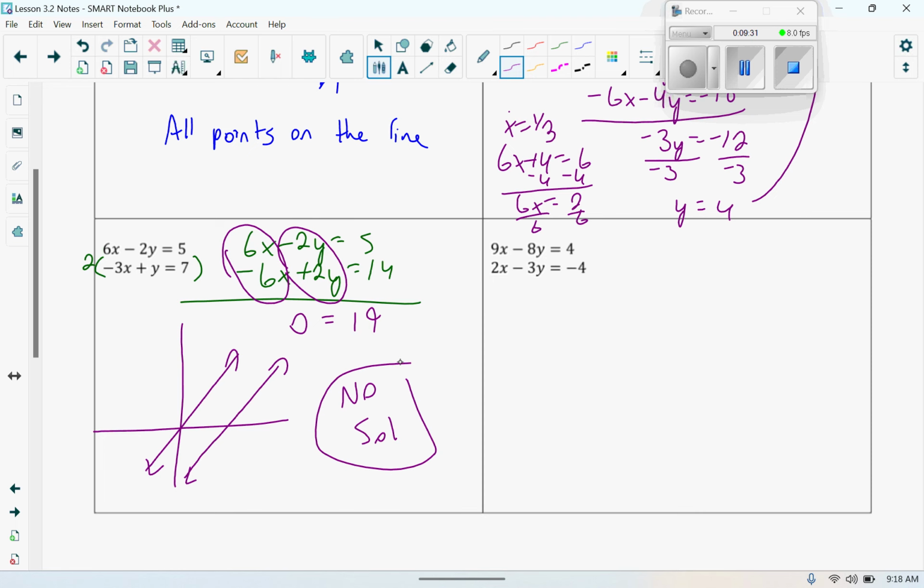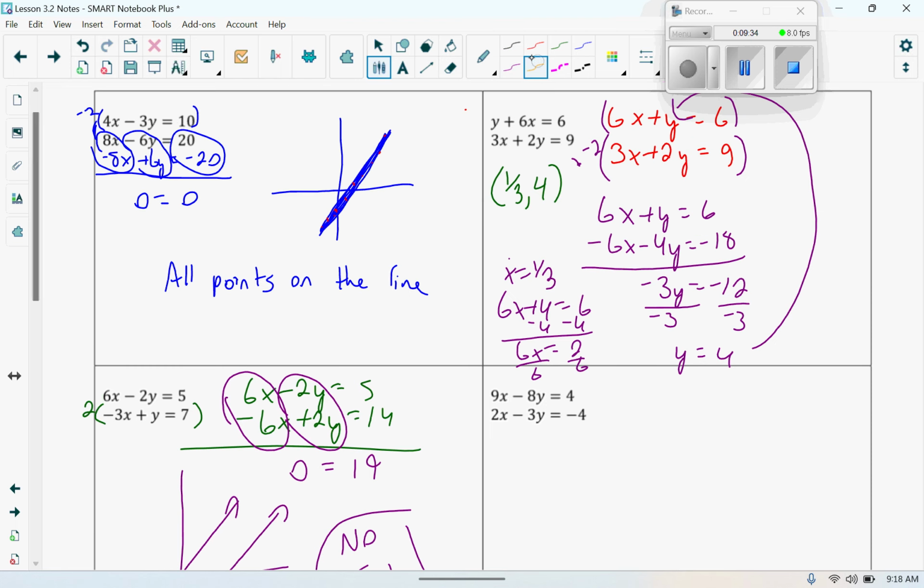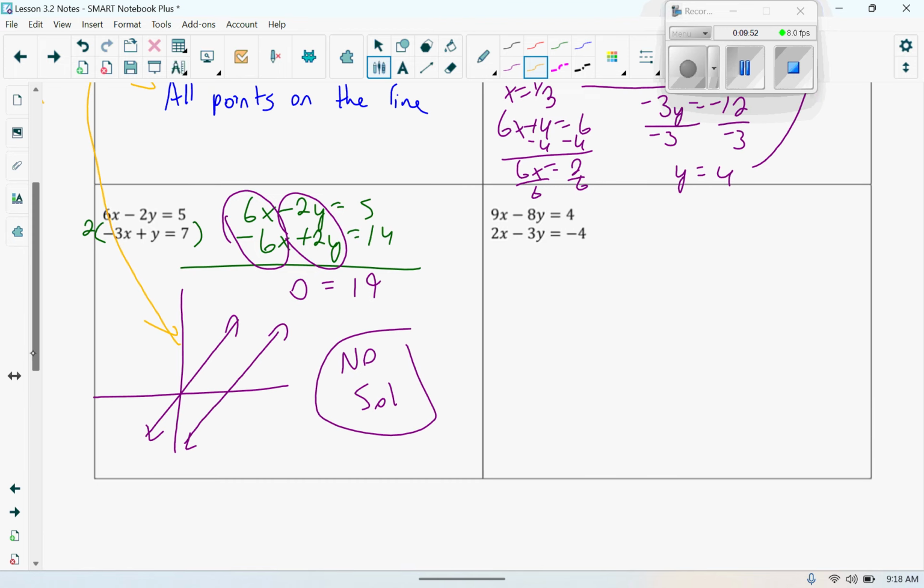So algebraically, let's go back and talk about this. If it makes sense, it's going to be like this, two lines on top of each other, and we're going to say all points on the line. So it really doesn't matter if it's substitution or elimination. This is what that is going to look like algebraically. Down here, if it doesn't make sense, that's when you have two parallel lines and you would say no solution. Okay, we're going to do one more.